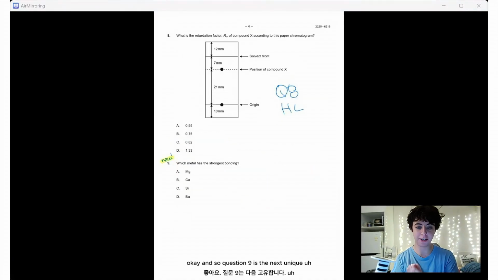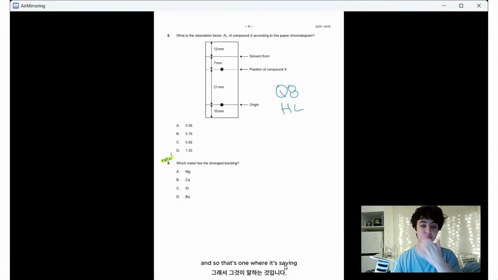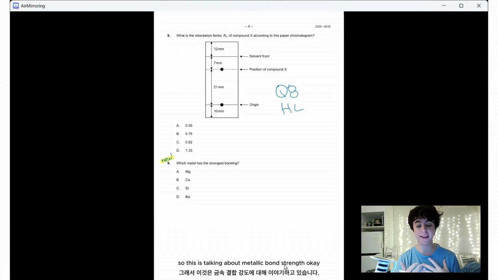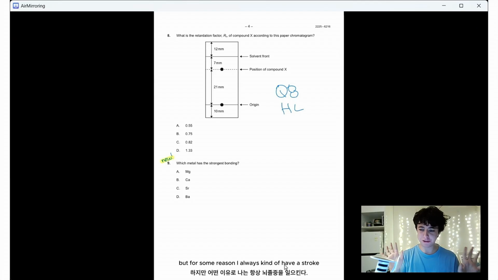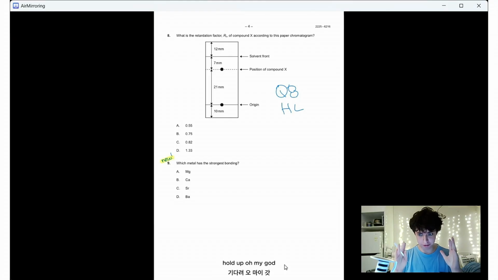Okay, and so question 9 is the next unique question on the SL exam. That's one where it's asking which metal has the strongest bonding. So this is about metallic bond strength. I don't know about you, but for some reason I always kind of have a stroke whenever I'm thinking about metallic bond strength, because I'm like, wait, what affects that? Oh my God, it's been a while, right? Because it's a very small part of the curriculum.